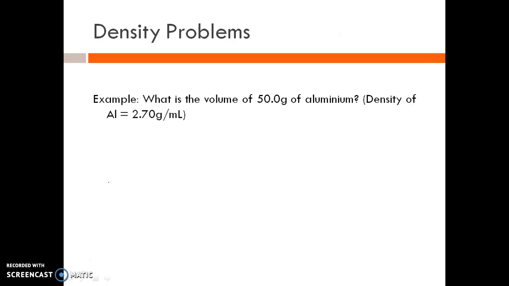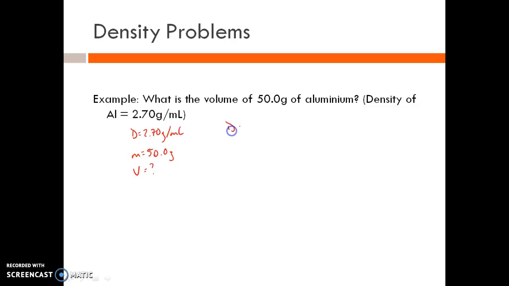Alright, let's do one more where we're looking for the volume. What is the volume of 50 grams of aluminum? So my first thing I have to do is write out my givens. My density is 2.70 grams per milliliter. My mass is 50.0 grams. My volume is what I'm looking for.